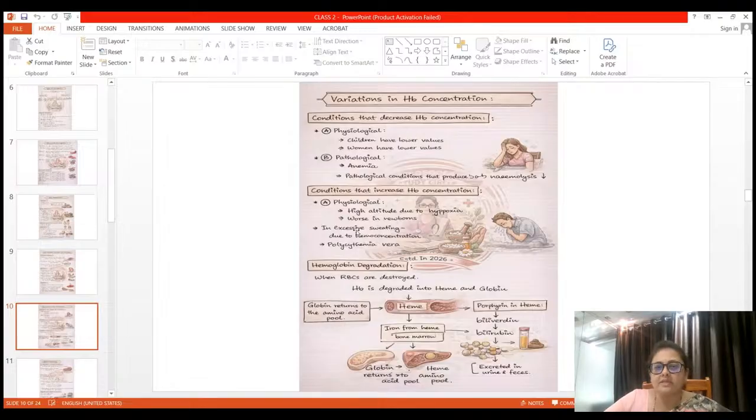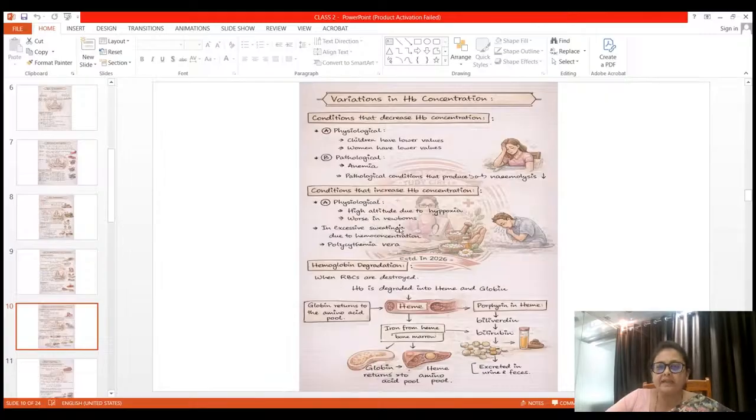The conditions that increase hemoglobin concentration physiologically: high altitude due to hypoxia. When there is hypoxia, hemoglobin percentage increases because, to draw whatever oxygen is available from the air, more hemoglobin is put into work, more RBCs are put into work. See, hemoglobin increases means it is not that hemoglobin directly increases. The number of RBCs will increase, and thereby hemoglobin also increases. It is also increased in newborns. Okay, physiologically it is increased in newborns. As I told you, within 8 to 10 days there is hemolysis.